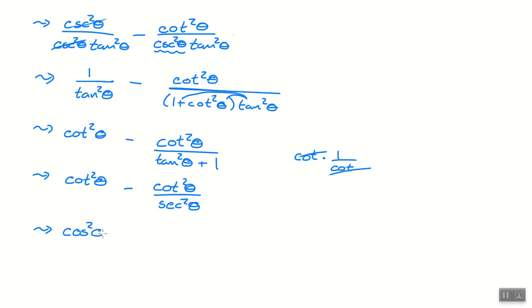This is cosine squared theta over sine squared theta. Minus, and then cotangent squared, I know is cos squared over sine squared. And then this is multiplied by 1 over secant squared. Because dividing by secant is the same as multiplying by 1 over secant. But what's 1 over secant squared? It's what? Cosine squared.